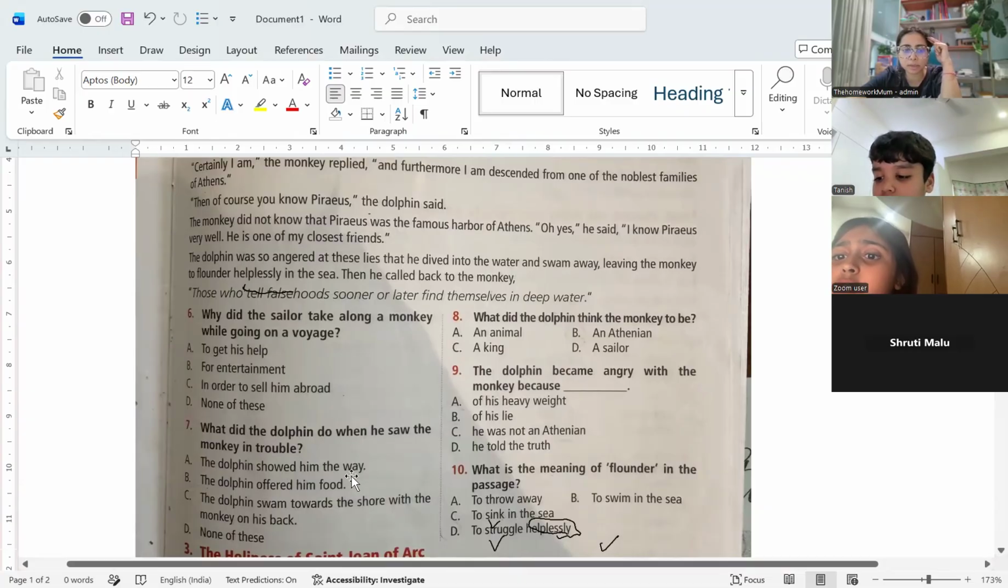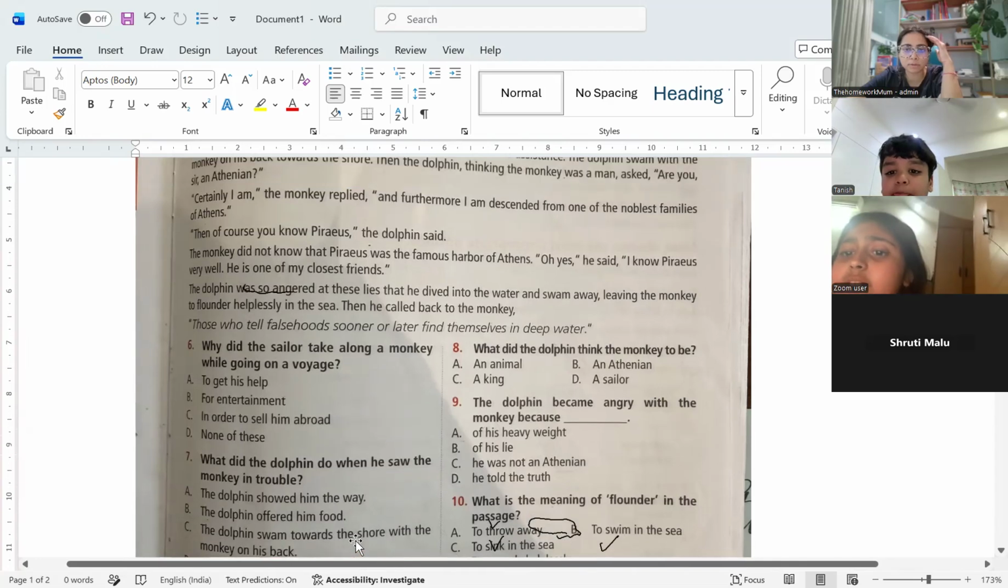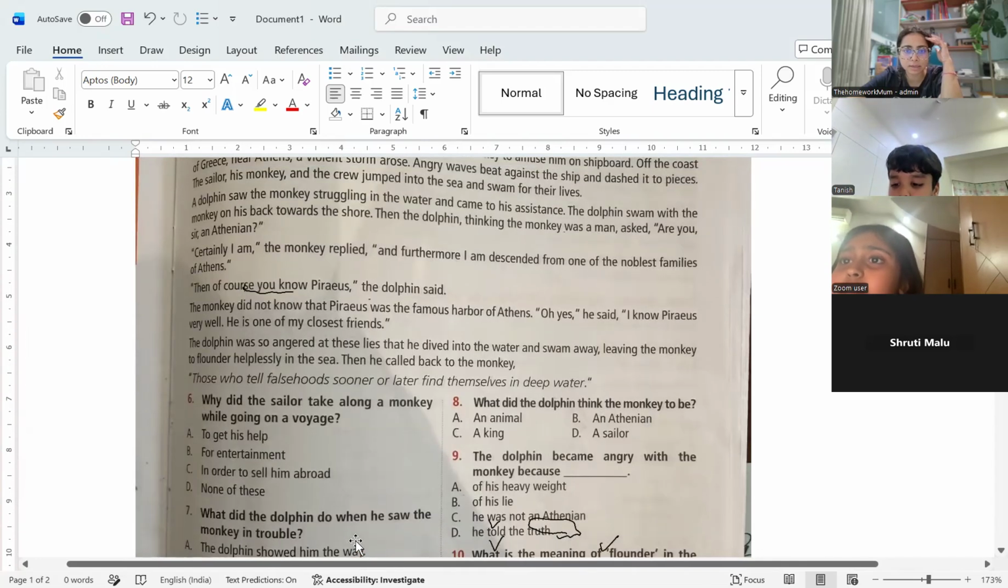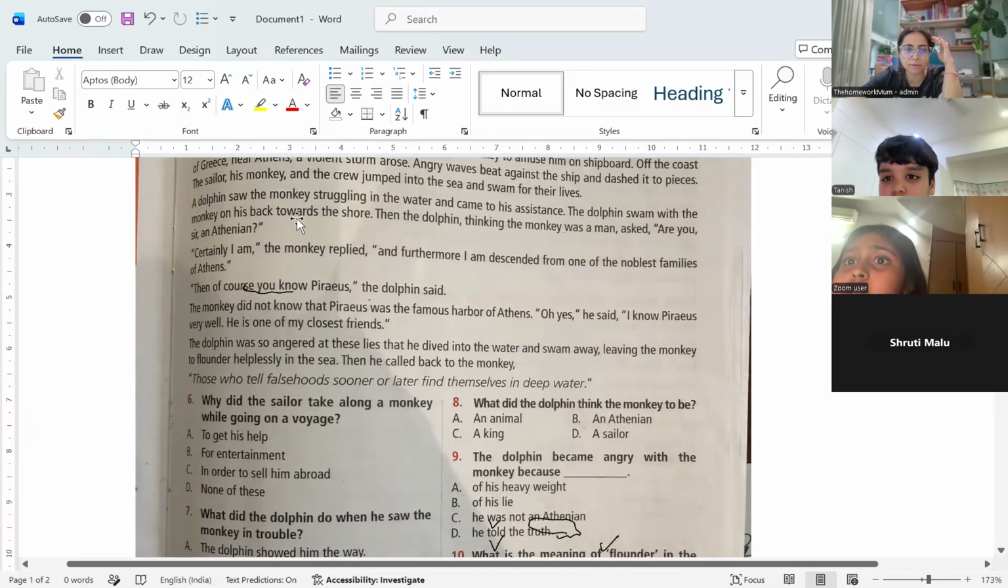He showed him the way, he offered him food, the dolphin swam towards the shore with the monkey on his back, none of these. See, the dolphin swam with the monkey on his back towards the shore. Okay? Then the dolphin.